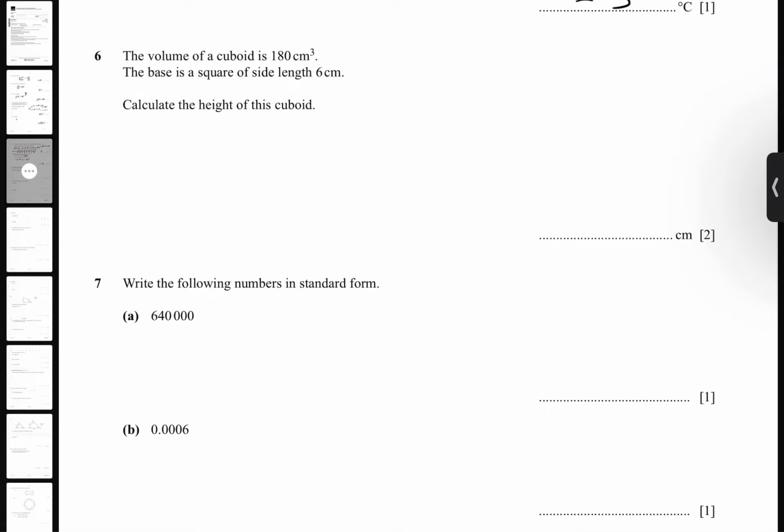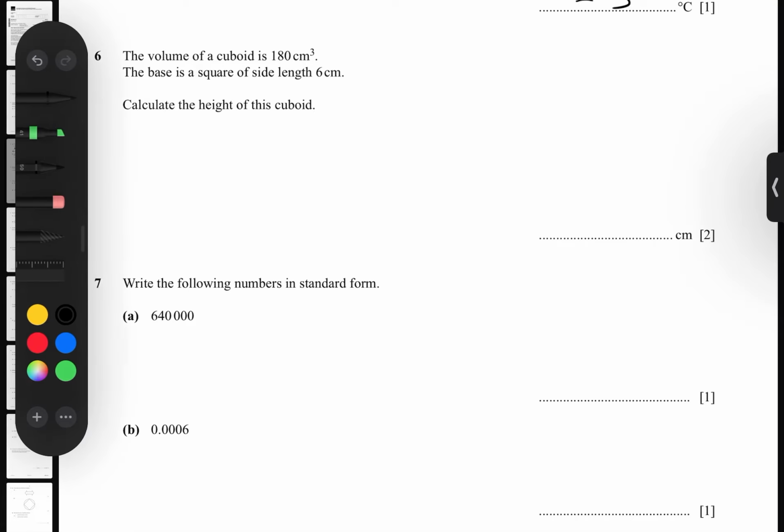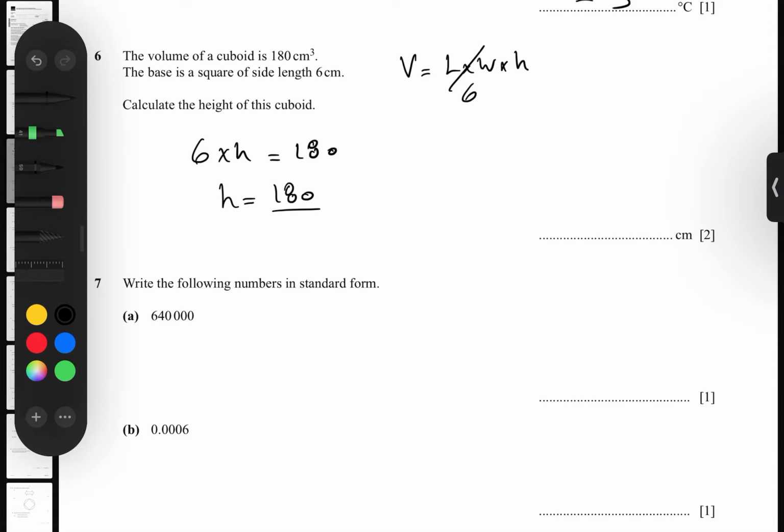The base is a square of side length 6 centimeters. The volume of a cuboid is length times width times height. But since they're saying it's a square, the length and the width are just going to be the same, which is 6. So 6 times height is equal to 180, which is the volume of this cuboid. Thus, the height is simply 180 divided by 6. And 180 divided by 6 would simply be 30. So the height of this cuboid is 30.